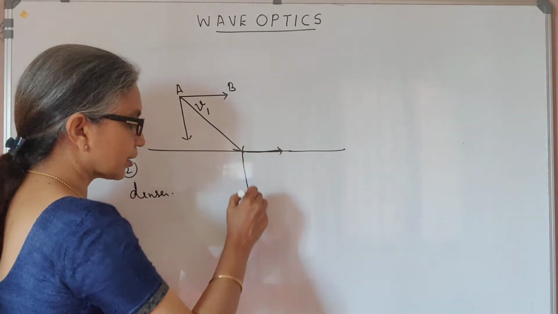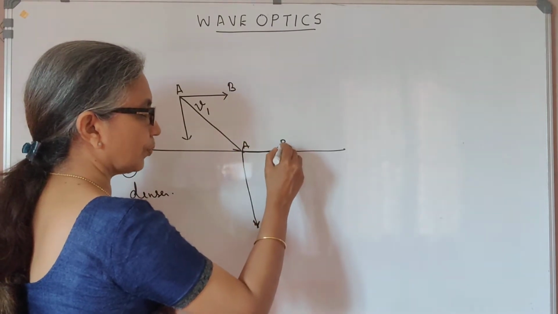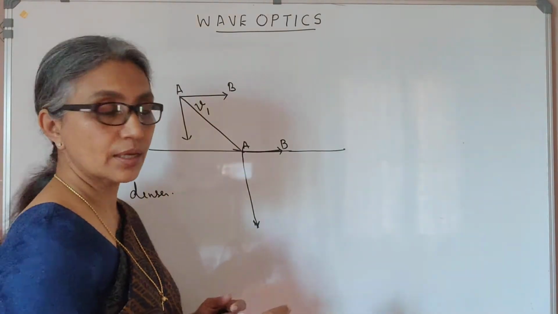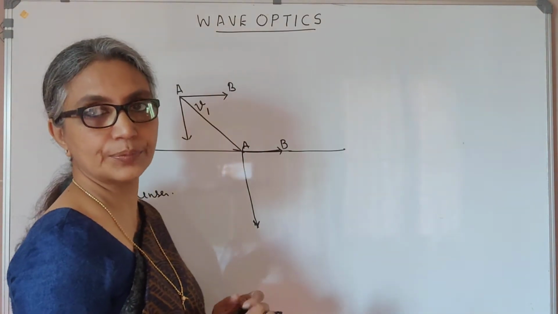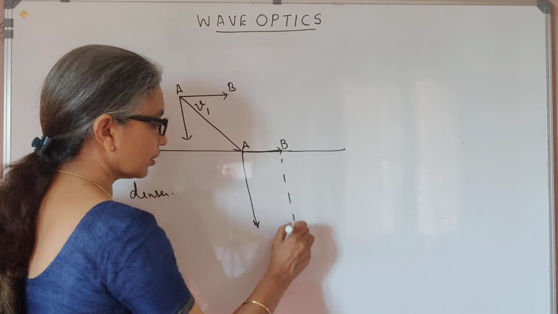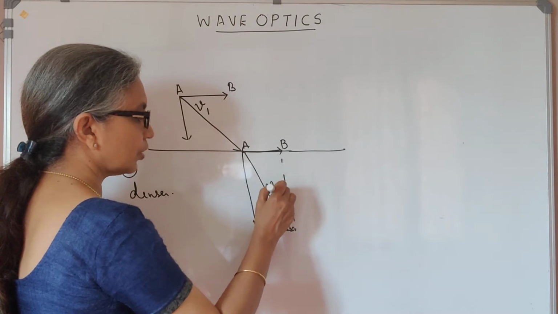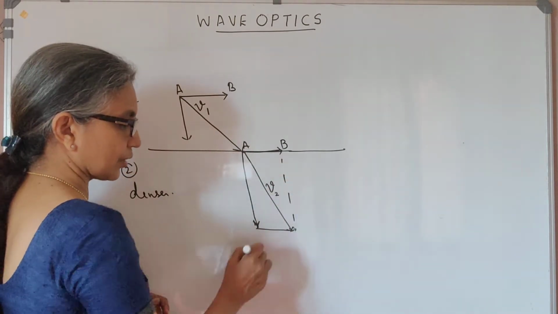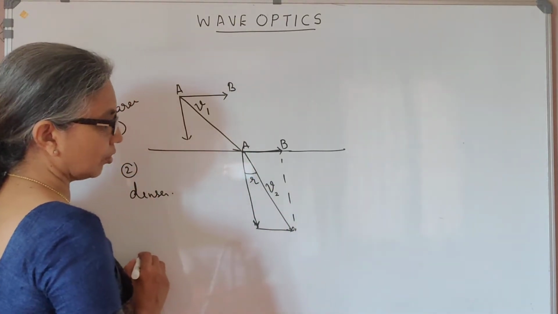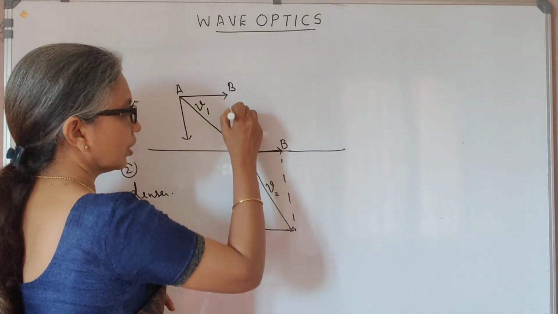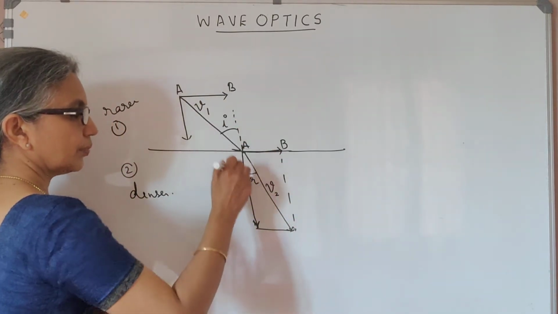Now, he said that there is an acceleration in the vertical direction, but this AB component will still be the same. He didn't tell us why, but he said there is an acceleration in the vertical direction, but this horizontal component remains the same. So now, if you complete this and find out the diagonal, this would be the velocity which is greater, obviously, because of this acceleration in the denser medium. And this angle we call the angle of refraction. And if I put the normal here, this is the angle of incidence with which the particle is hitting the medium.